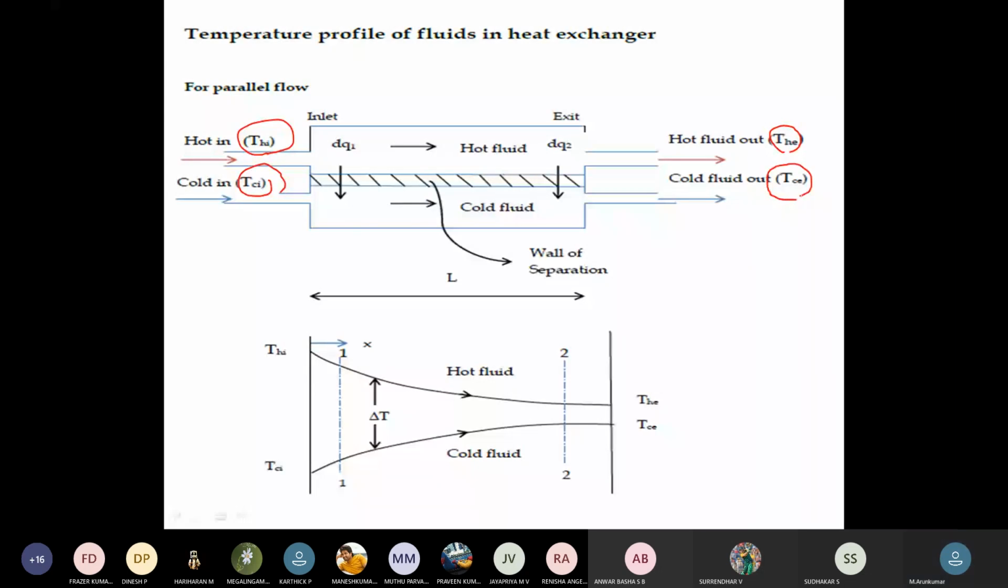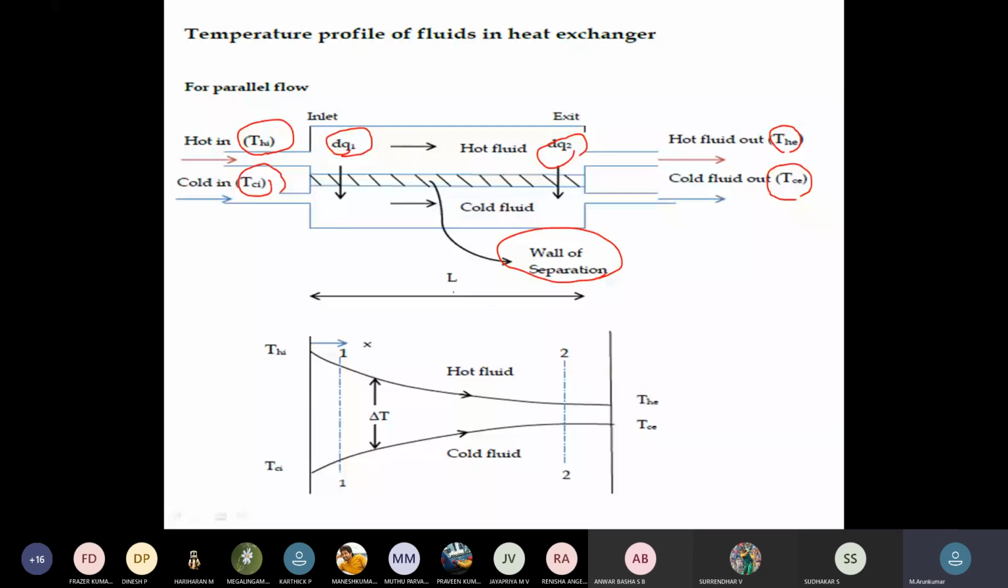Then there is a change in temperature, that high temperature fluid will transfer temperature to the low temperature fluid. Then in between there is a wall separation, that can be called the wall of separation. So this dQ1 stands for the initial stage, and this dQ2 stands for the final stage. Right. So we need not discuss more on that. We know very well.